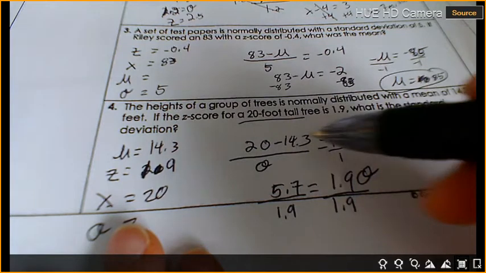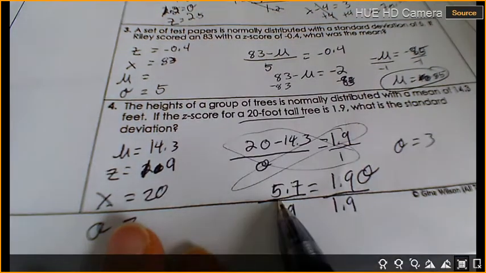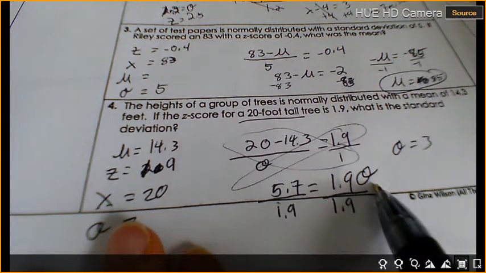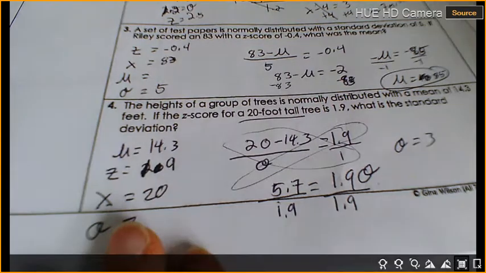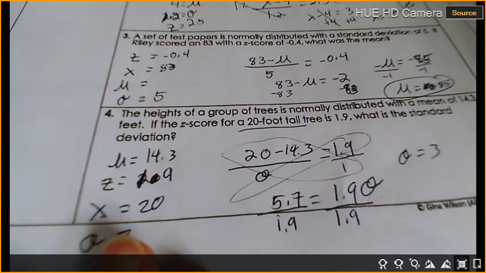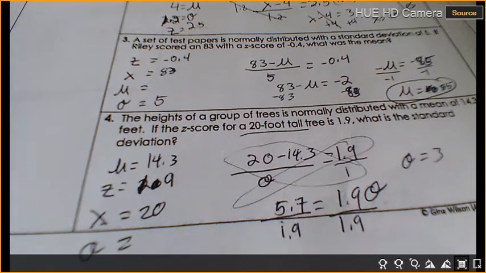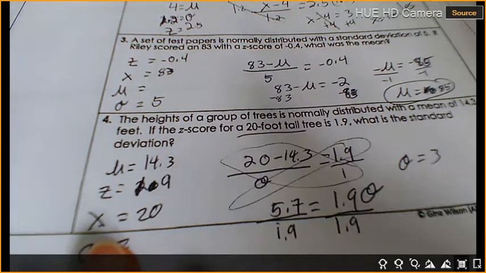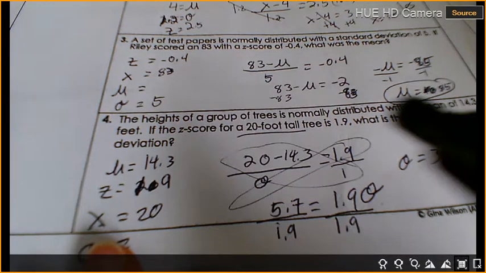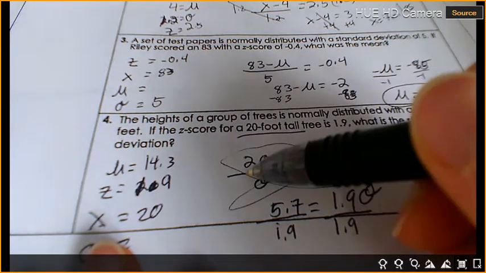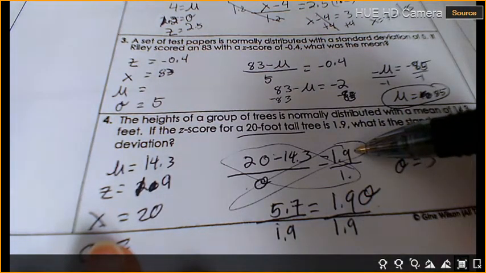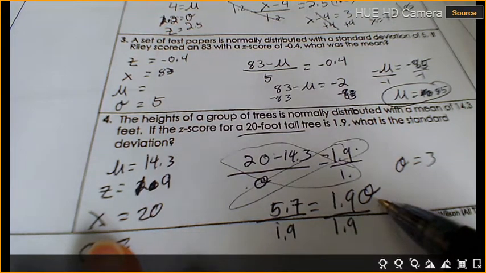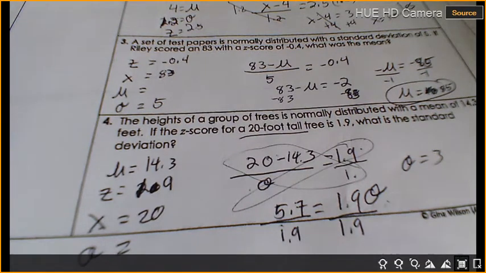You can just cross multiply. Yeah, it's cross multiplying. You're timesing like this. So I get 5.7 equals 1.9 times my standard deviation, divide by 1.9. I get my standard deviation is 3. You don't know what the standard deviation is, so that's my unknown. So I do 20 minus 14.3 is 5.7 times 1 is 5.7. I'm multiplying this times this, and then I'm multiplying this times this. Right, so that's why it's still there. It's 1.9 times that. Then I divide by 1.9.